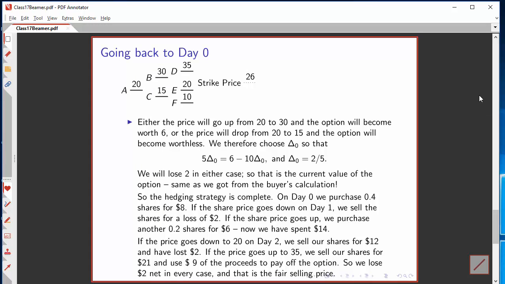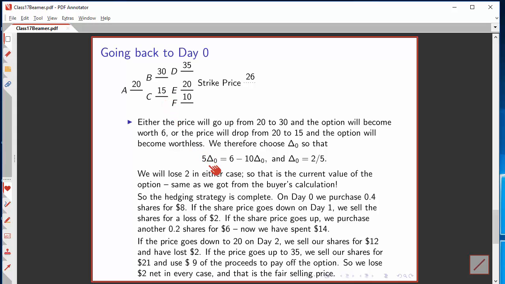Now we'll go back to day 0. On day 0, we see that there are two possibilities. Either the price can increase, in which case the option, as we just calculated, will become worth 6, or the price will go down to 15 and the option will become worthless.